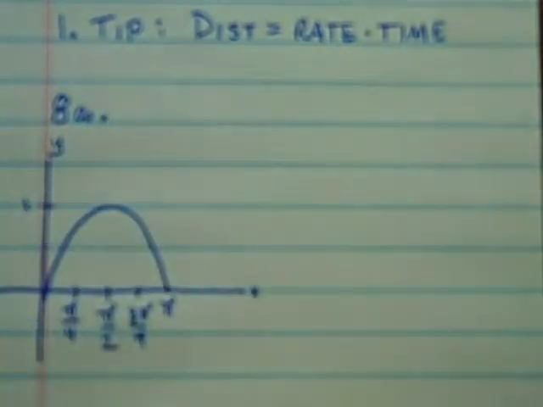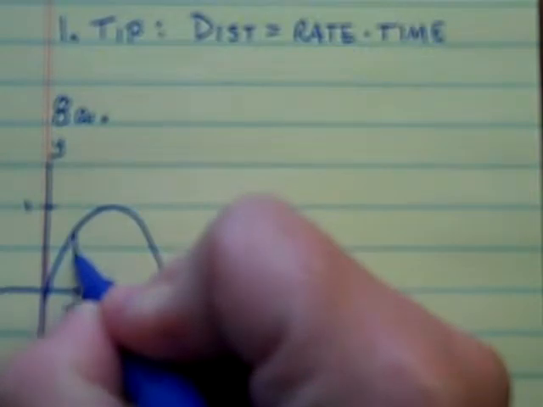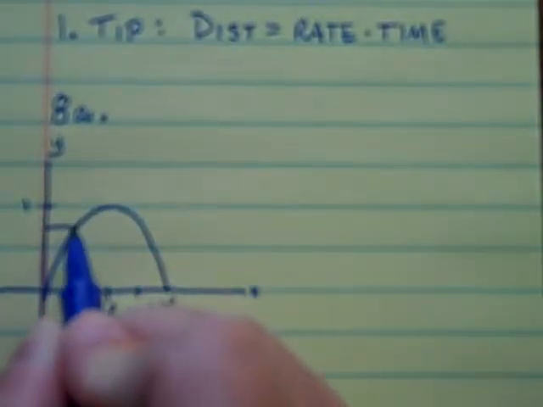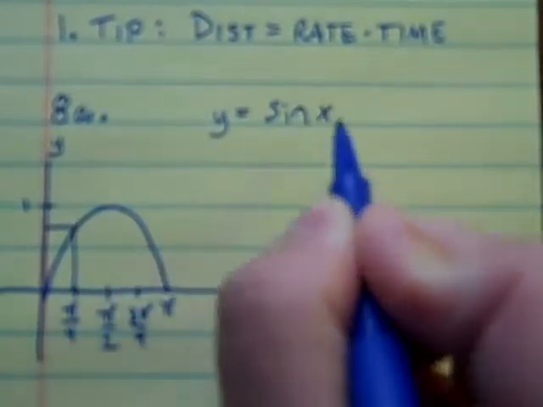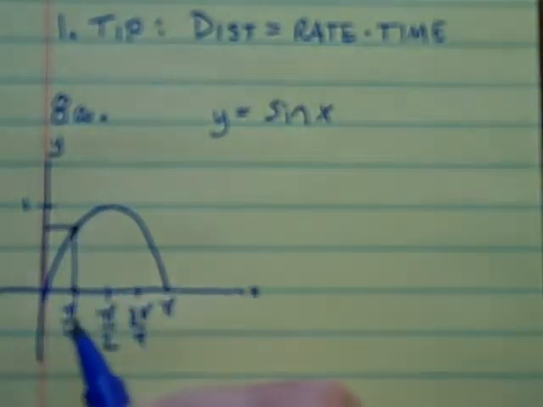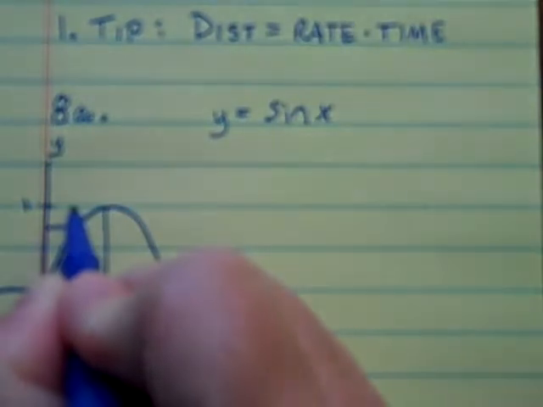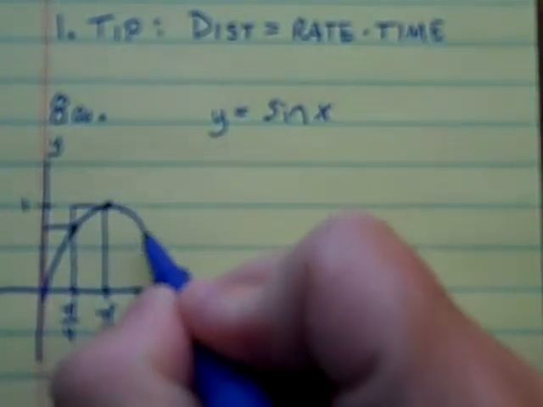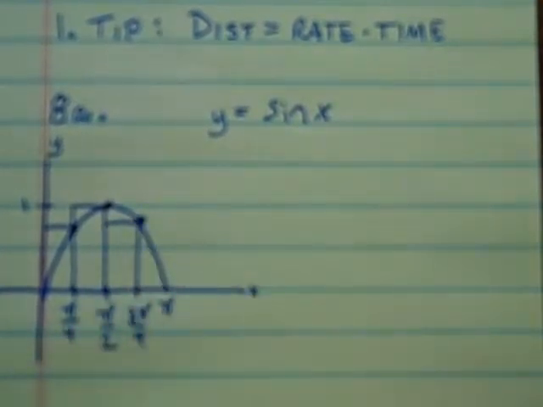X-axis, y-axis. Okay, so if you'll notice, the rectangles drawn each touch the curve y equals sine x at the top right hand corner. That's very important. Okay, here's the next rectangle. It also touches the curve at the top right hand corner. The next one, top right hand corner, and there's only 3 rectangles there.